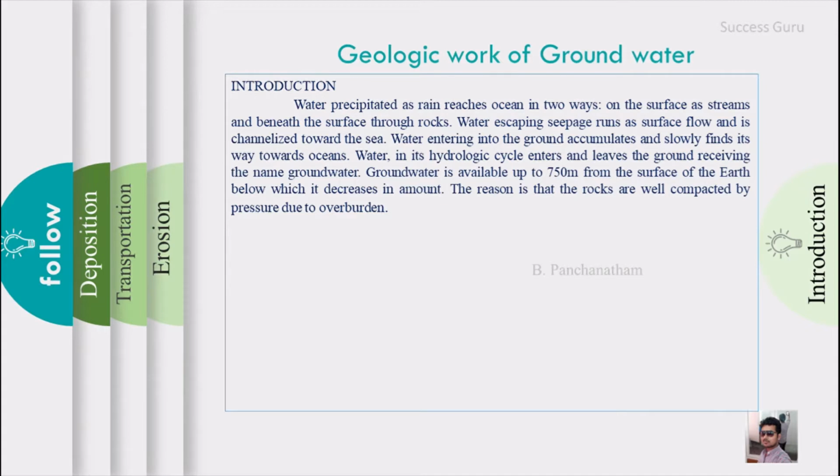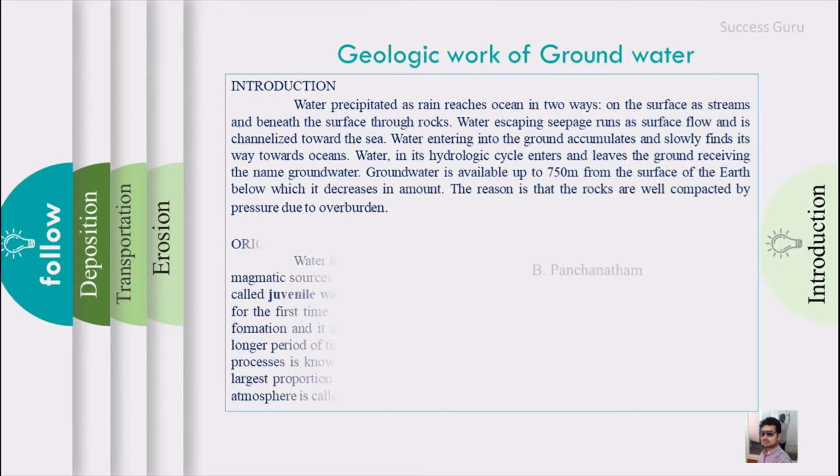The groundwater is available up to 750 meters from the surface of the earth, below which it decreases in amount. The reason is that the rocks are well compacted by the pressure due to the overburden. That leads to the reduction of the pore size, and that also directly reduces the water quantity in that region.